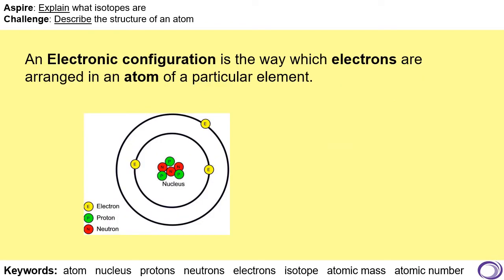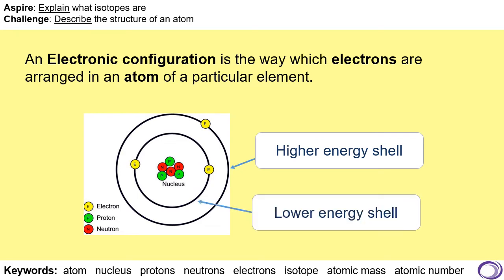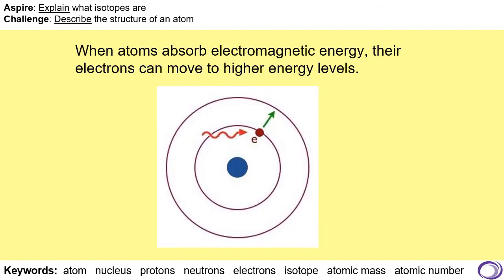So the electronic configuration is the way in which electrons are arranged in an atom of a particular element. Okay, and these shells that we have been drawing, we can also call energy levels or energy shells. So the inner shell is our lowest energy level, and as you add more shells, you are going up the energy levels. Electrons in the first shell are at a lower energy level, and electrons in the next shell will be at a higher energy level.